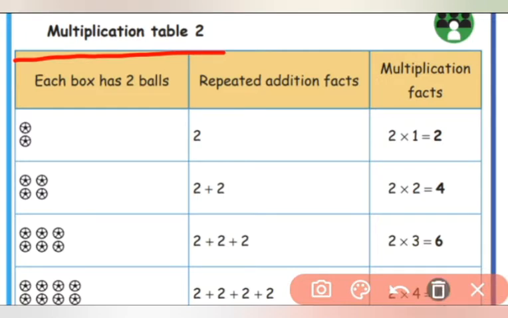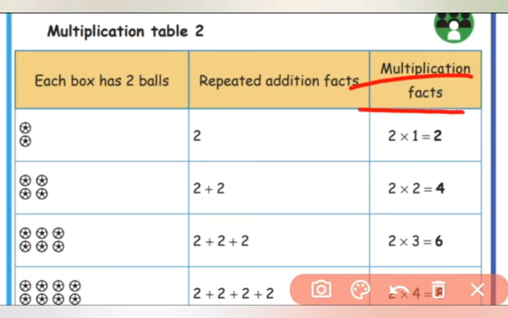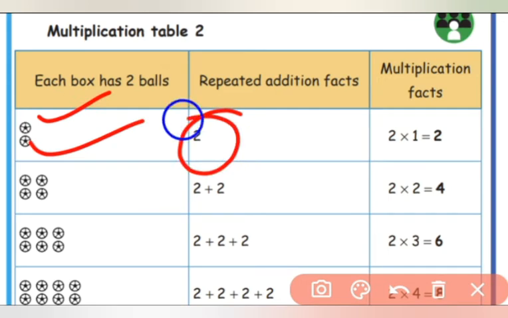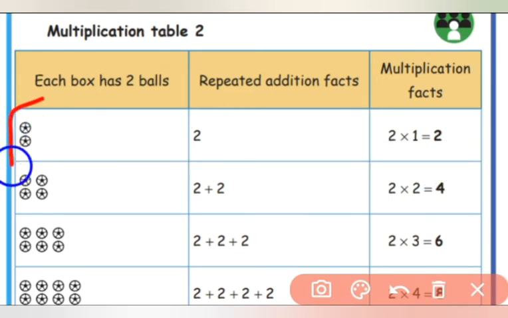Multiplication table 2. Each box has 2 balls. Repeated addition facts, multiplication facts. See, இங்க எவ்வளோ balls இருக்கு 1, 2. 2 balls இருக்கு. 2 into 1 is equal to 2. இது ஒரு box. ஓகேயா? So 2 into 1 is equal to 2. Means 2 balls and 1 box. The total number of balls is 2. The multiplication fact is 2 into 1 is equal to 2.